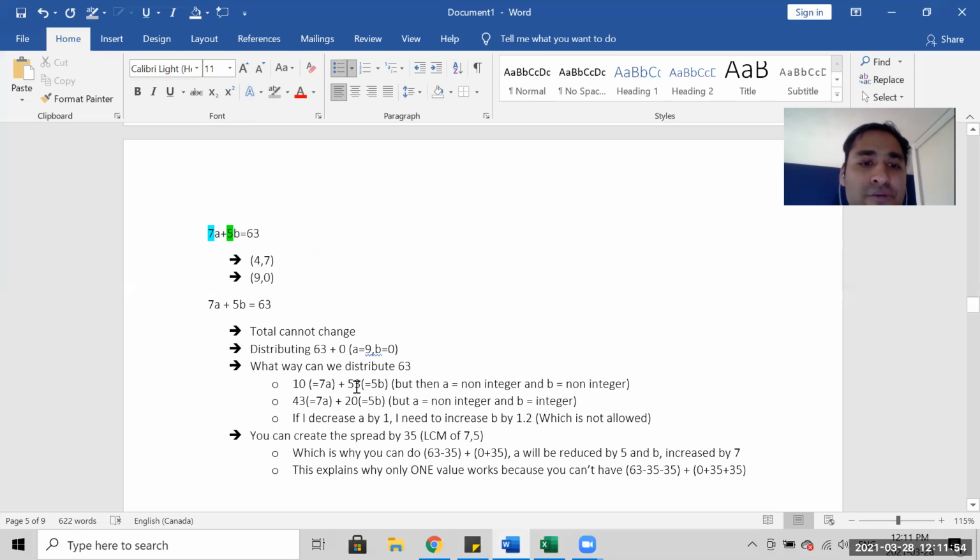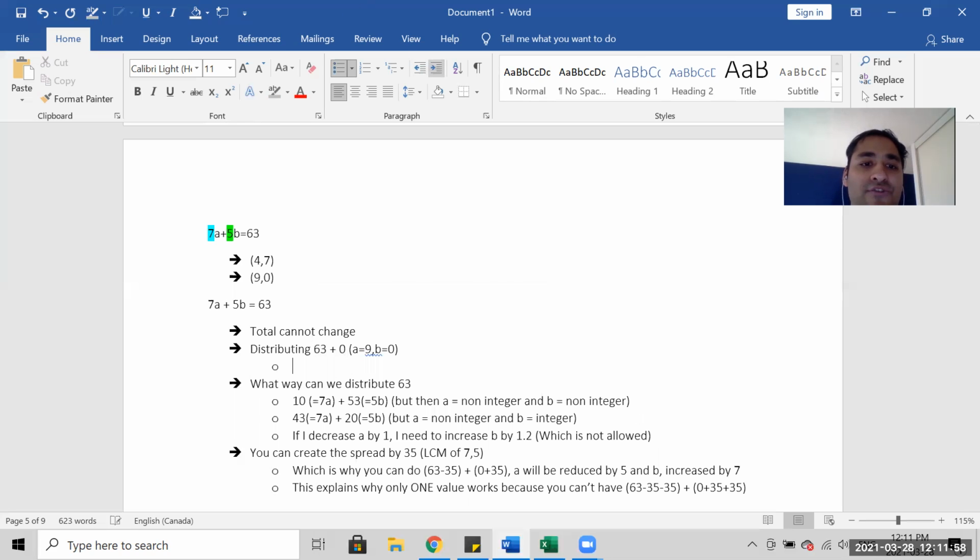So that would mean apples is 9 apples and bananas are 0. But what if I try to distribute that 63 as 10 plus 53? That won't work, because I can't have 7a equals 10, since I would have a non-integer, a decimal. And the same thing with b. I can't distribute 63 this way because it does not conform with my integer constraints, and neither with my coefficient constraints.